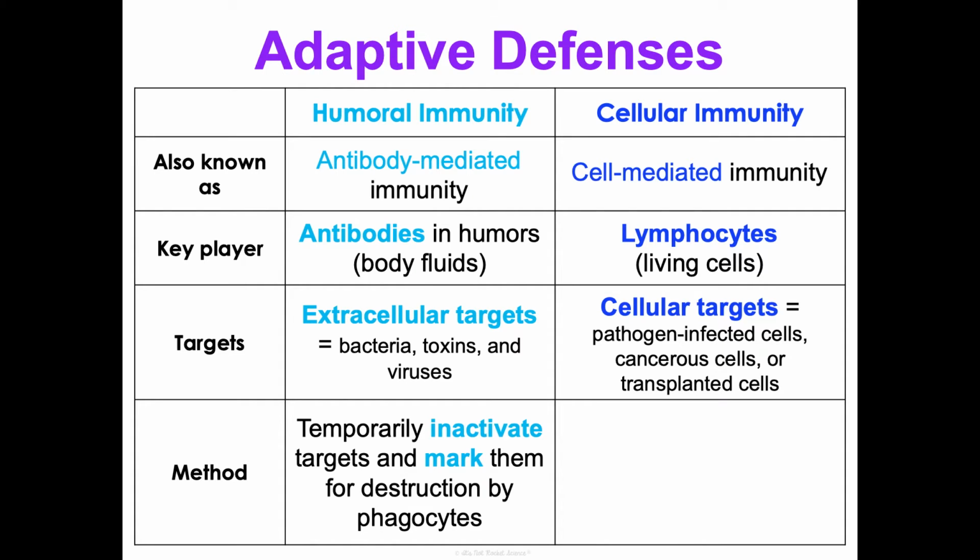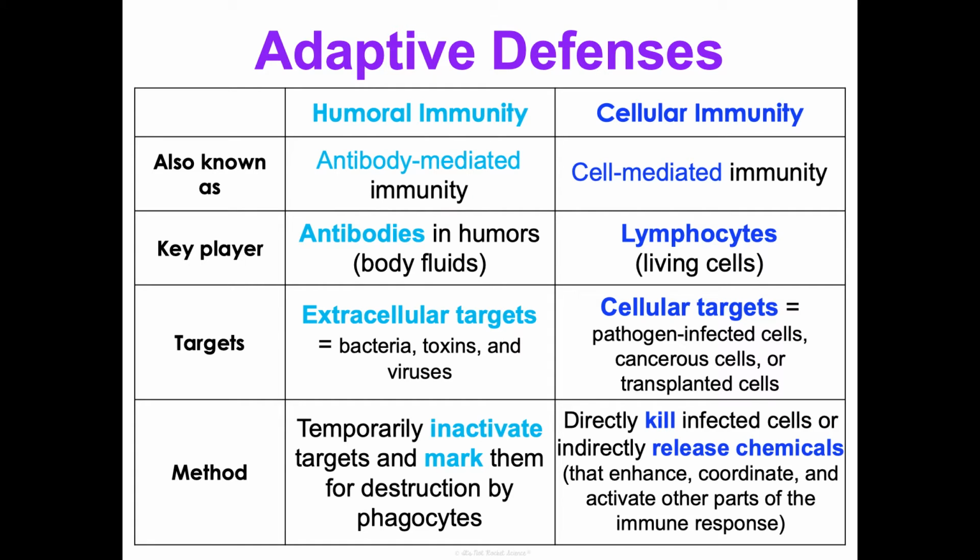The general methodology of the humoral immunity defense is to temporarily inactivate targets and then mark them for destruction for phagocytes to basically eat them and get rid of them. In cellular immunity, those T cells, those T lymphocytes, can directly kill infected cells, or they can indirectly release chemicals that will then enhance, coordinate, and activate other parts of the immune system until those infected cells get killed. All right, so now we're going to talk about each one.